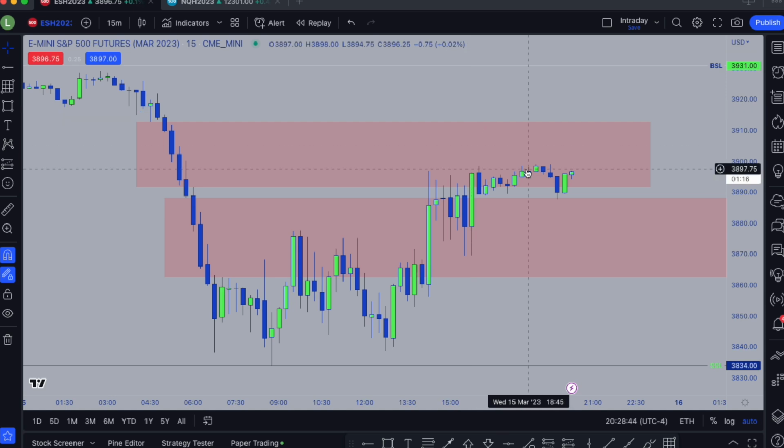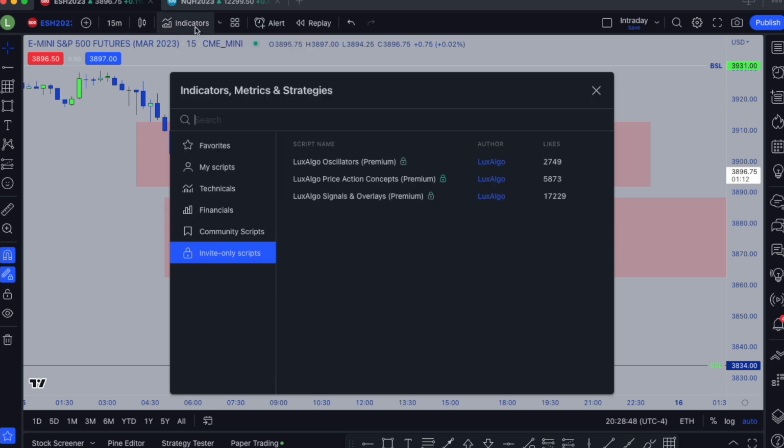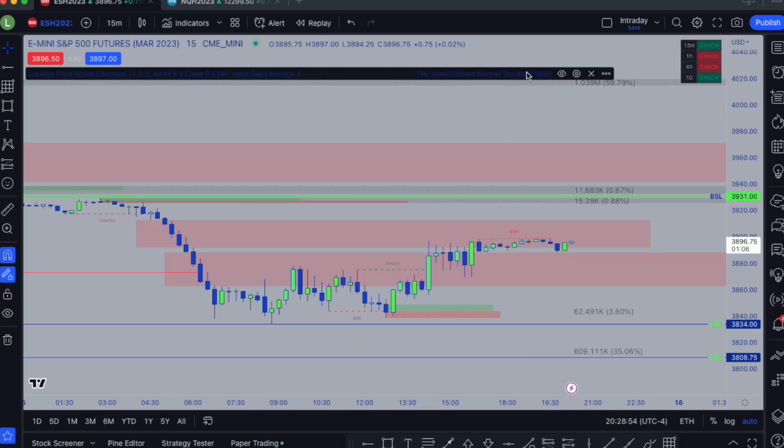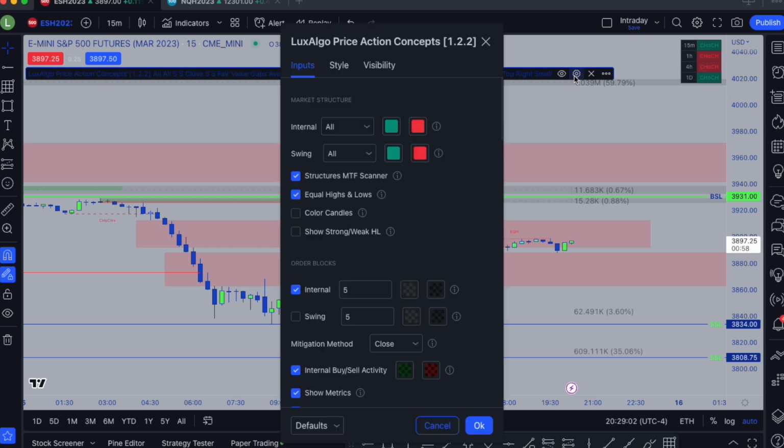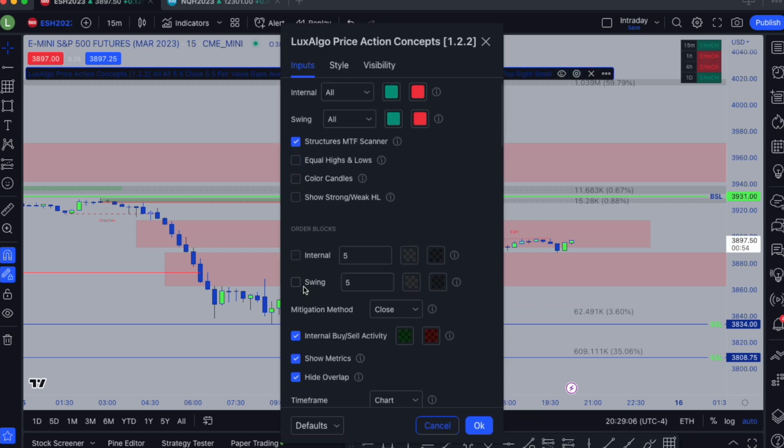There are indicators that can help you with that. For example, I've been playing with some. There's one called Lux Algo Price Action Concepts. Let me just open it. I don't like all of this. I don't know what all of this is. I don't usually use everything. There has been one I've been playing with because I've been bored. Let me turn all this off. I don't want any order blocks.